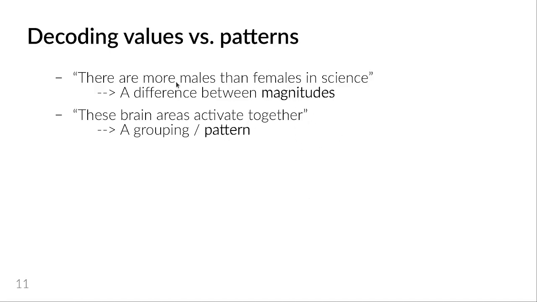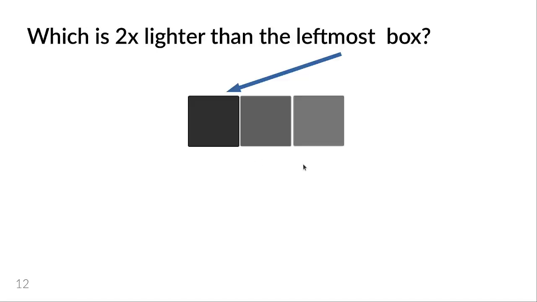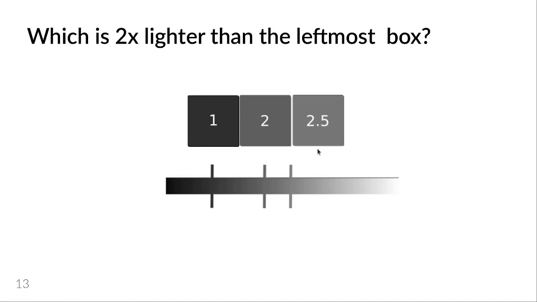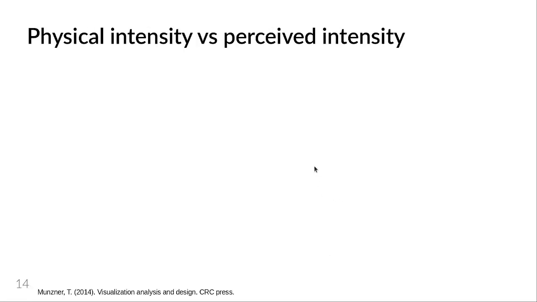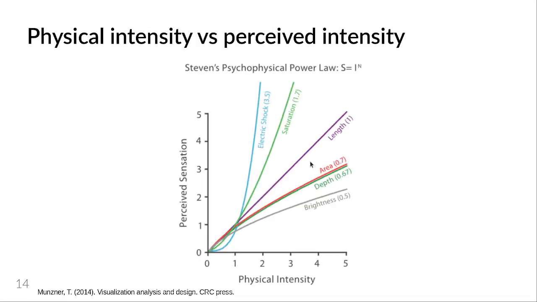Remember this example? The previous slides showed that certain visualizations are better for decoding magnitudes. Now we're going to talk about color, which is important for visualizing things like patterns, shapes, and contours. First, let's do a demo again. Which box is 2 times lighter than the left box? Here are the exact values, the exact ratios. And even with the scale, it's hard to decode the exact magnitudes.